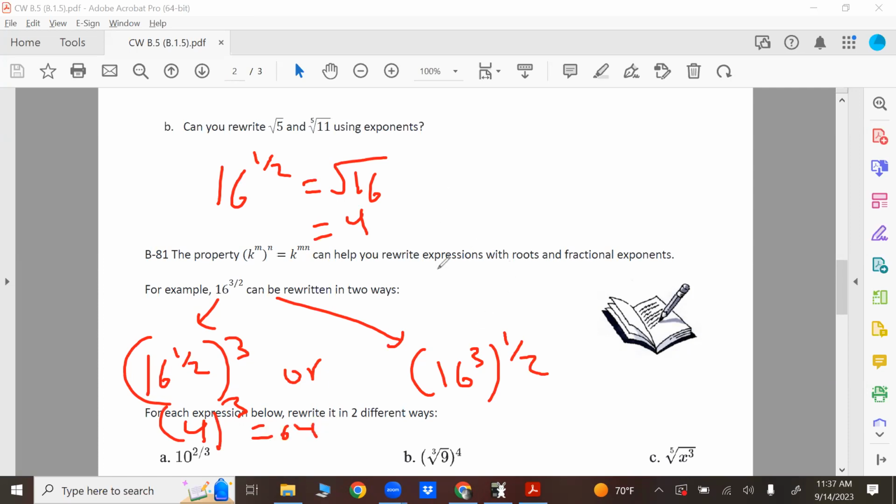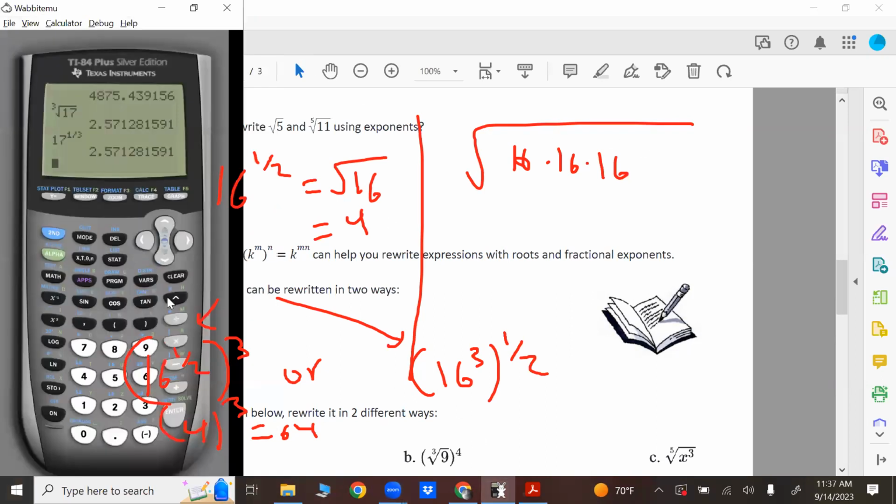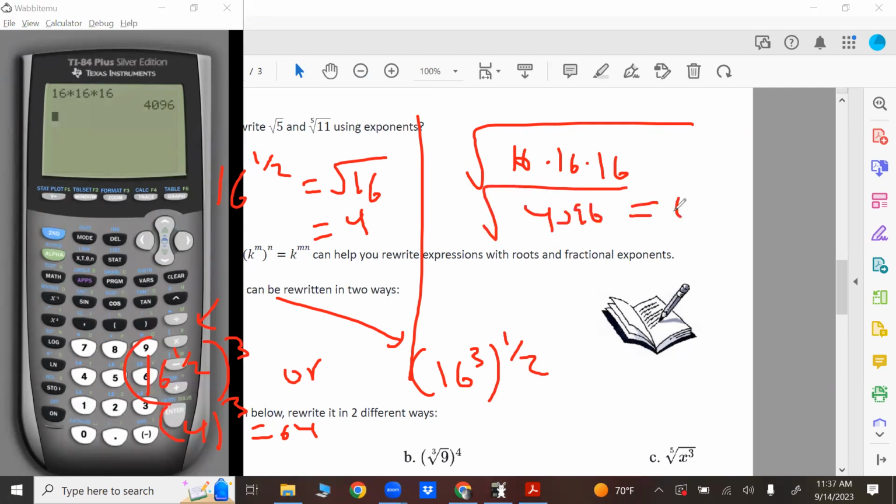Now this one's more nasty: 16 times 16 times 16. That's a little crazy, and then you have to take the square root afterwards. Well, I'll punch it in the calculator. 16 times 16 times 16 is 4096. The square root of that is still 64. Yeah, still the same thing. Or you could do 16 raised to the 3/2 power.